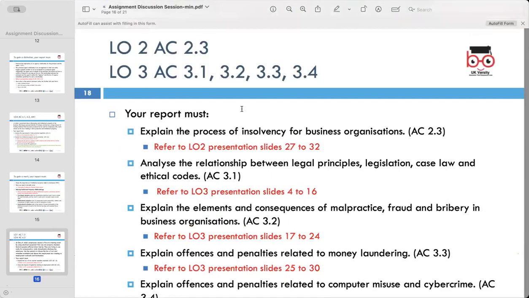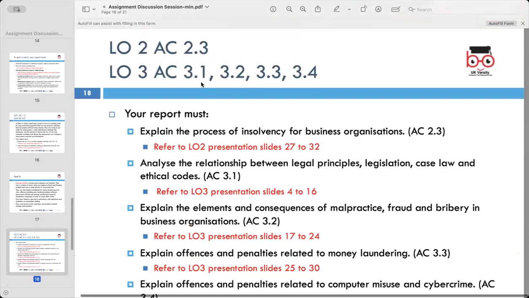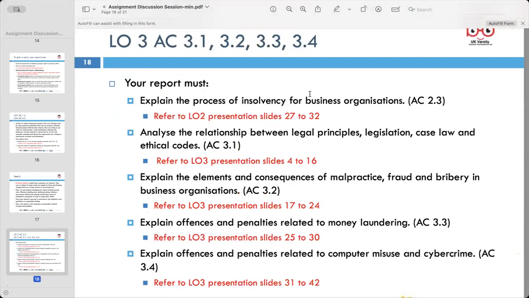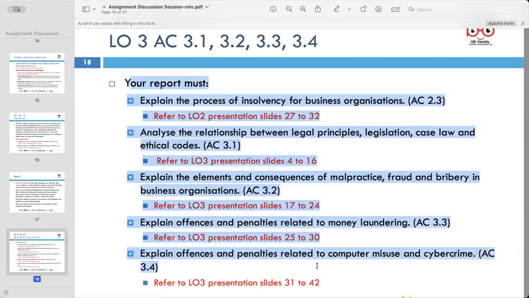Okay, so this is basically learning outcome 2, 2.3, and learning outcome 3, 3.1, 3.2, 3.3 and 3.4. So here, your report must explain these 5 points.